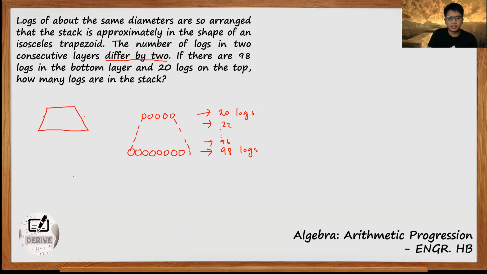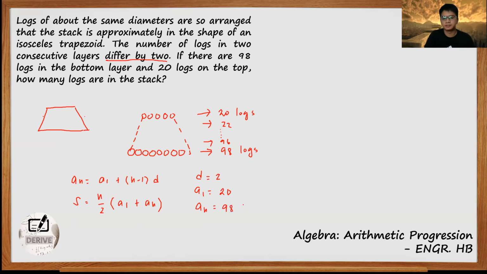Okay, so dalawang formula ulit. We have the a sub n is equal to a sub 1 plus n minus 1 d. And we have the sum is equal to n over 2 times a sub 1 plus a sub n. Okay, so siyempre sinabi na kanina na each consecutive layers is differ by 2. Of course, the common difference is 2. And a sub 1, of course, yung pinakatuktok, we have the 20 logs. And of course, the last term is 98 logs.